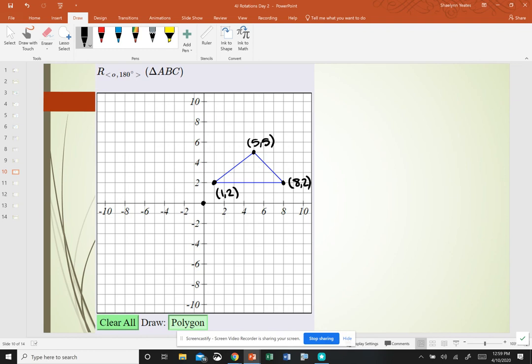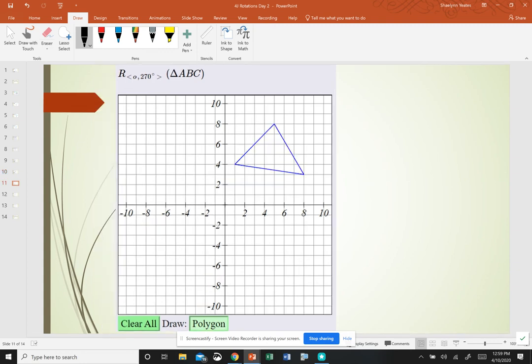And then I'm going to do exactly the same thing. So I'm going to do 1, 2. Now look, it's negative 1, negative 2. And then it would be 8, 2. So this would be negative 8, negative 2. And then it would be negative 5, negative 5. And I am writing in the direction that I am actually looking at these. There you go. That would be a rotation of 180 degrees.